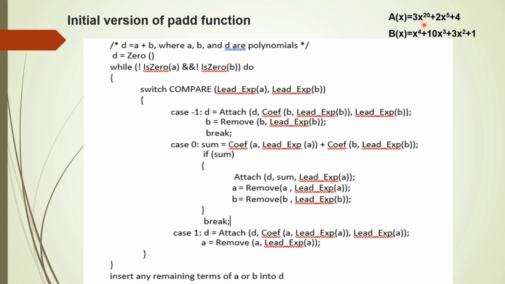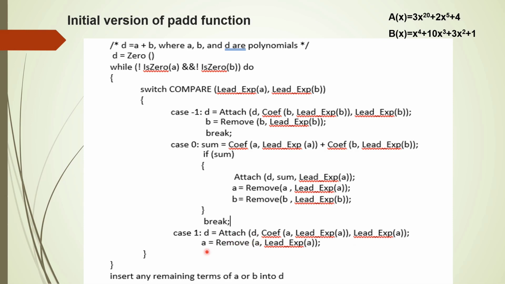Case 1 means you have to add the term from the first polynomial to the resultant polynomial. So you'll call the attach function. The first parameter is the resultant polynomial where you want to add a term. So to the polynomial d, it's going to add the term of the first polynomial a. Term means what? Coefficient and exponent. The coefficient of a with that leading exponent, and it will add the leading exponent. That is, first it will add 3 with this parameter, and 20 with this parameter, to the polynomial d. That will be taken care of by the attach function.